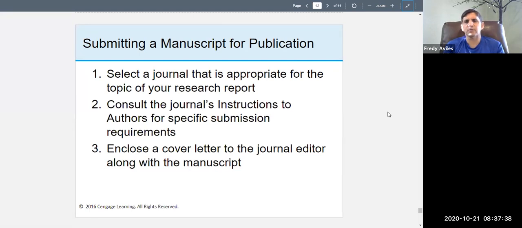If you want to submit your work for publication, what do you have to do? You have to select the journal, right, that is appropriate for the topic of your research report. Remember those journals that you might have referred to in your paper, right, where certain articles are published, right?